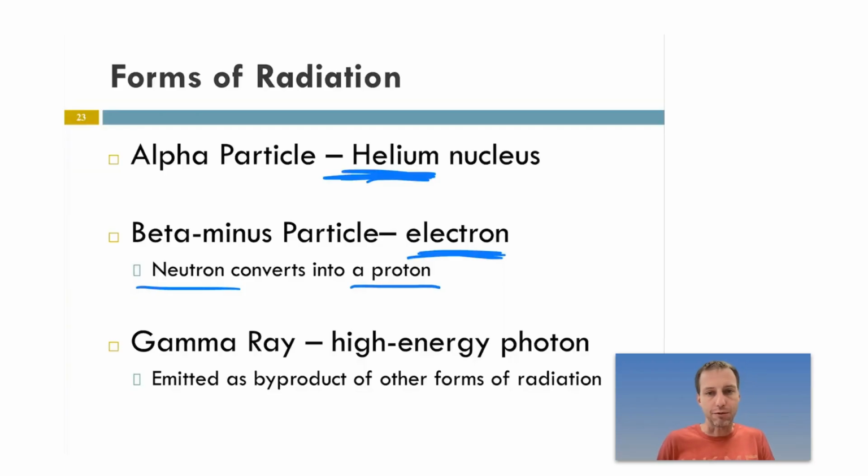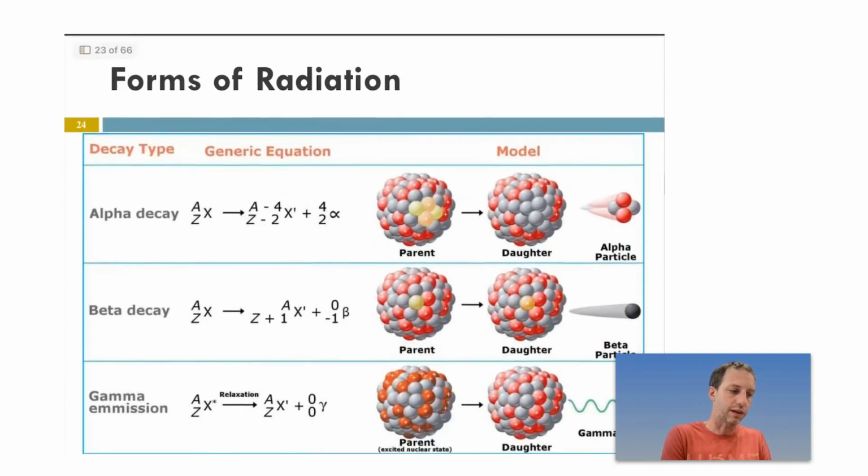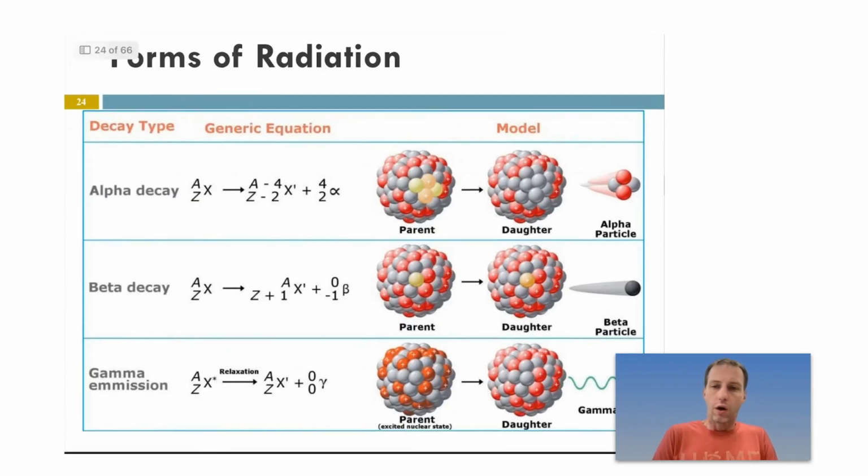And then finally, we have this gamma ray, think the Hulk. And this is not really a particle, it's high energy radiation. Okay, and so this is like the electromagnetic spectrum, high energy. It's like visible light, but higher energy and shorter wavelength. Okay, I like this slide because it's a really good visual.